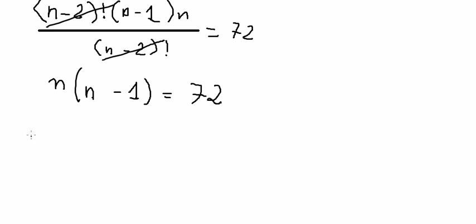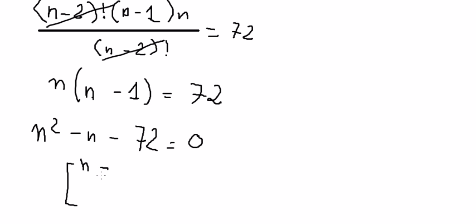So we get n squared minus n minus 72 equals 0 in here. So we have two solutions: n equal to 9 and n equal to negative 8. We need to select the positive number, so we choose this one.